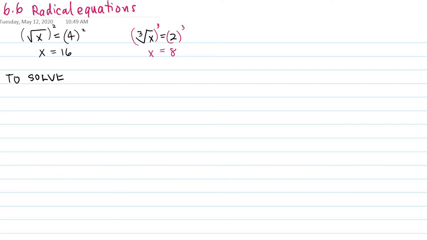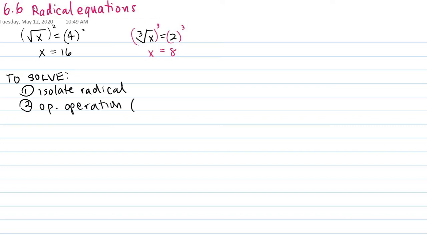So to solve, we are going to isolate the radical as much as you can. So if possible, you want the radical all alone on one side of the equation. Then you do opposite operations, which in this case is going to be square both sides. And when we square both sides, we're going to eliminate the radical. And then you're going to solve the polynomial that's left in any way, and then you want to check your solution.